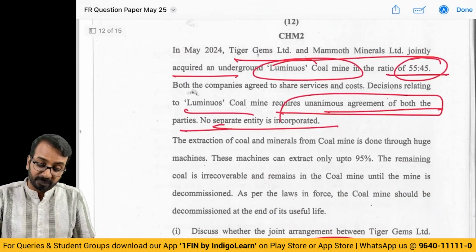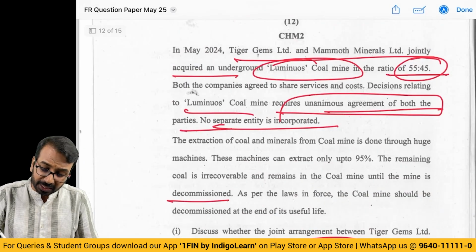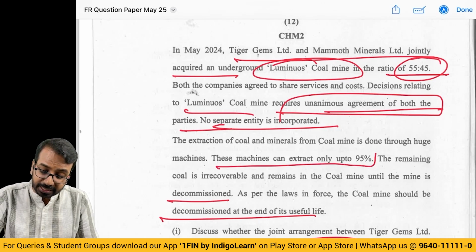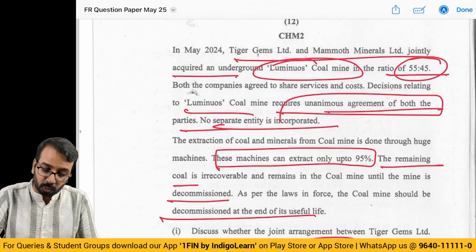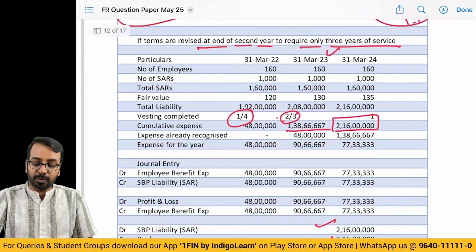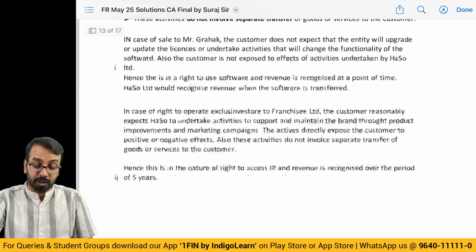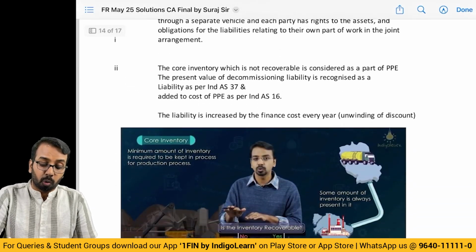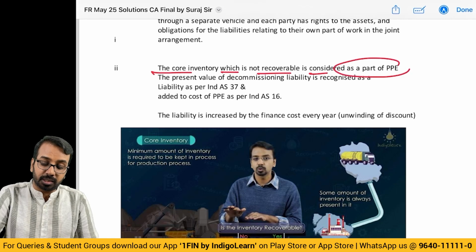Now here there is also a decommissioning obligation, and machines can extract only up to 95%. The remaining coal is irrecoverable, and remains in the coal mine. Now this is a part where, if you had understood the concept, or if you had learned the concept, it would have been easy. Core inventory which is not recoverable is considered as a part of PPE.